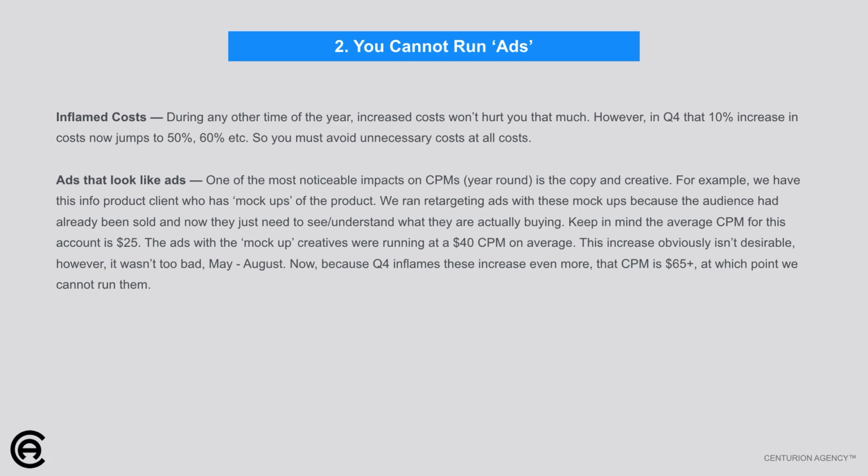And obviously at which point we just can't run them, right? That's because the ad looks like an ad, and we knew it looked like an ad, but it was working beforehand for the retargeting audience. The ROAS was there, and at the end of the day, the ROAS is what matters most. That's the most important thing. So if that's there, run the ad because it's working. Whereas in Q4 now, the CPM rose from $40 to $65.